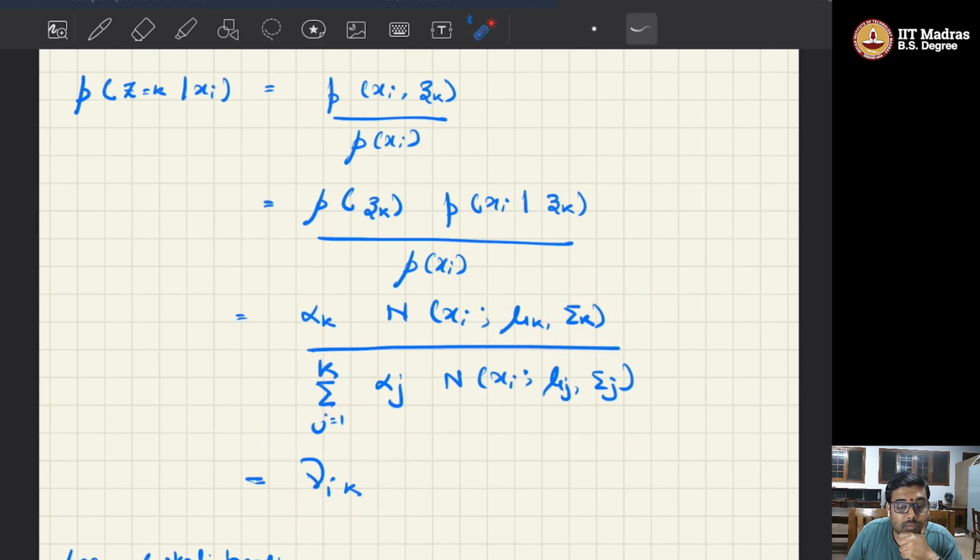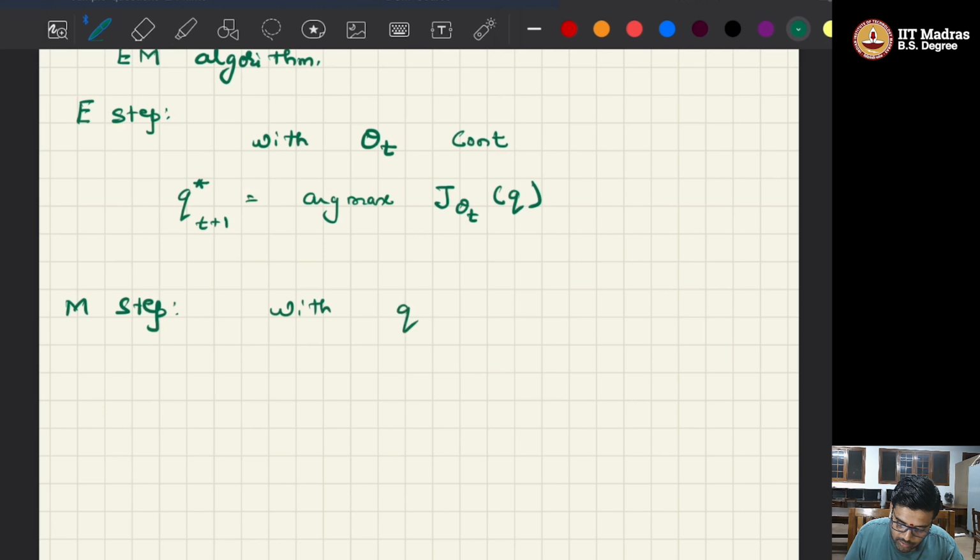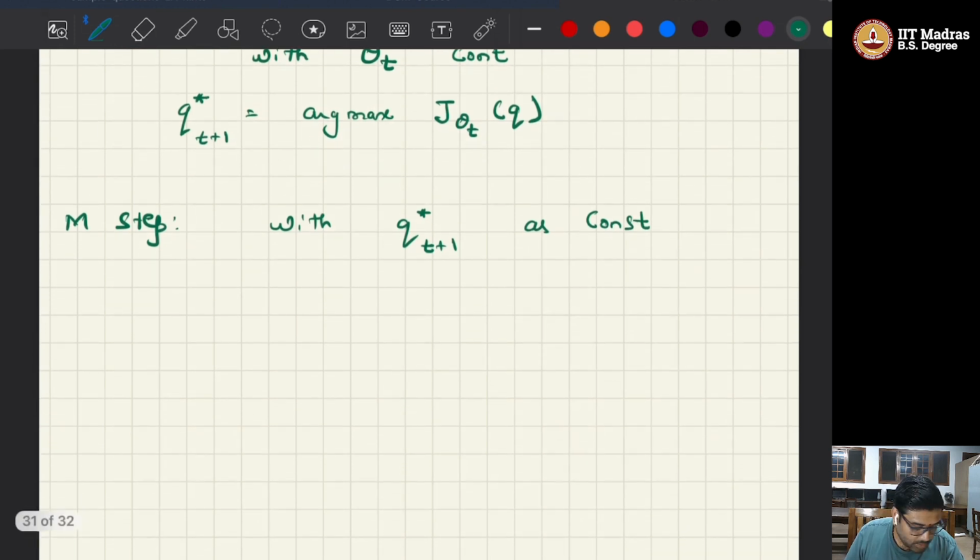Okay, for all the mixtures, you will be finding it by keeping the mixing coefficients and the parameters as constant. Okay, so now then in the M step, what you will do is take the obtained t plus 1 as constant. Now you will get theta star.